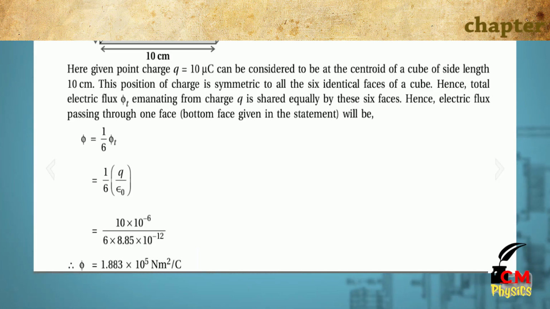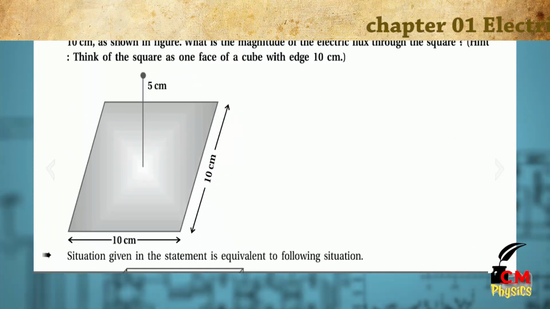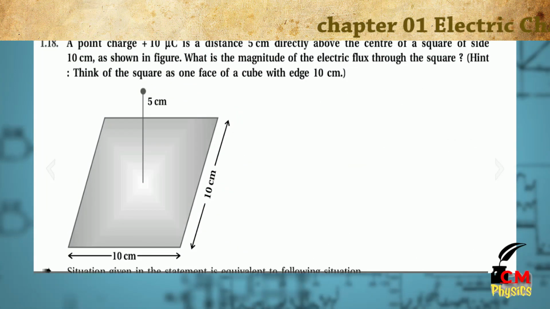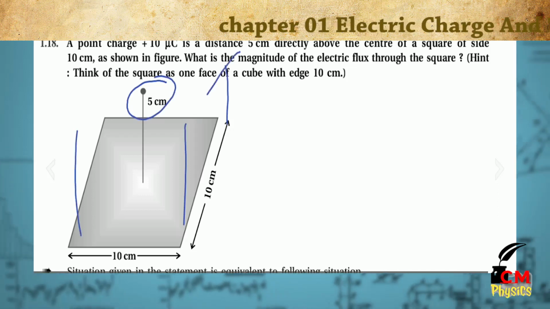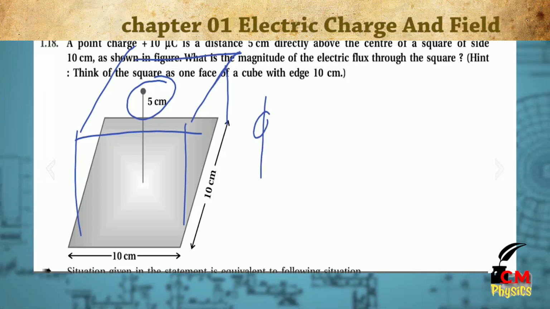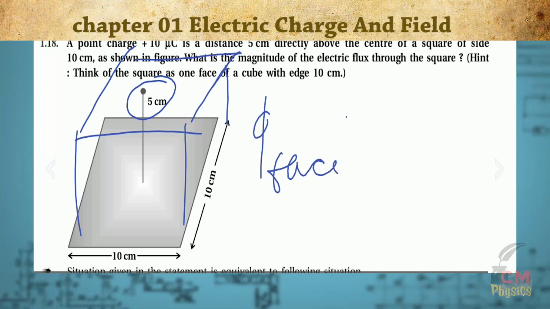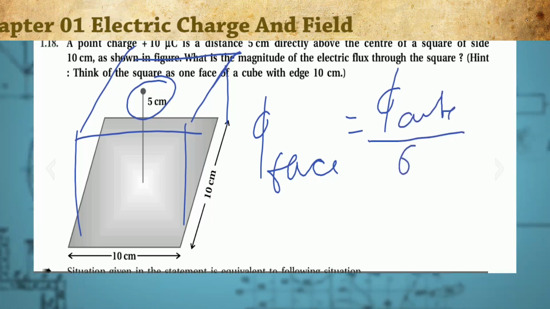Then, only a simple calculation: we are assuming that this charge is at the center of the cube, and we are doing the calculation. Phi related with one face is equal to phi of cube divided by 6.